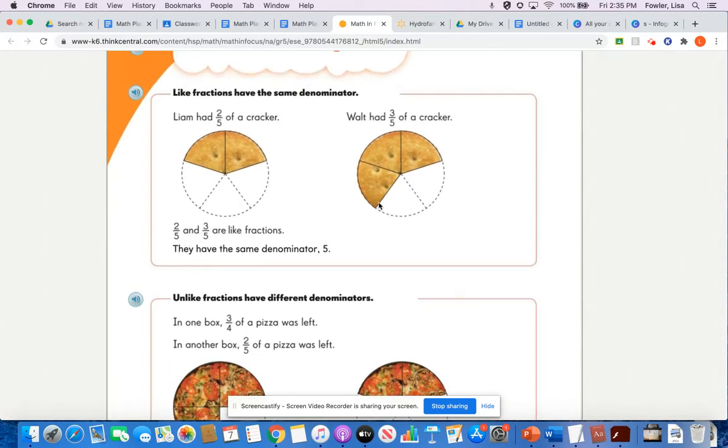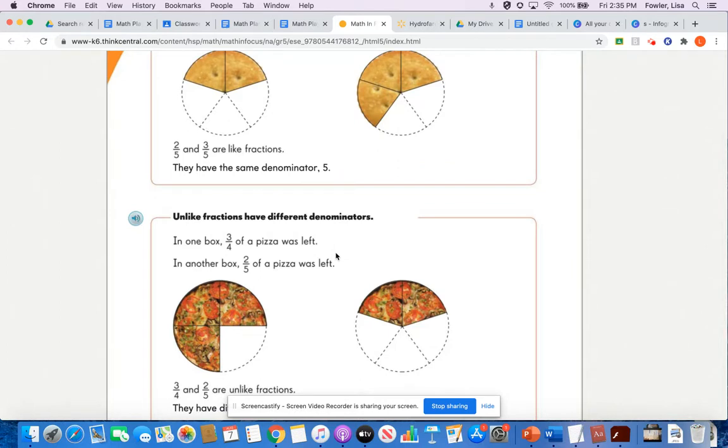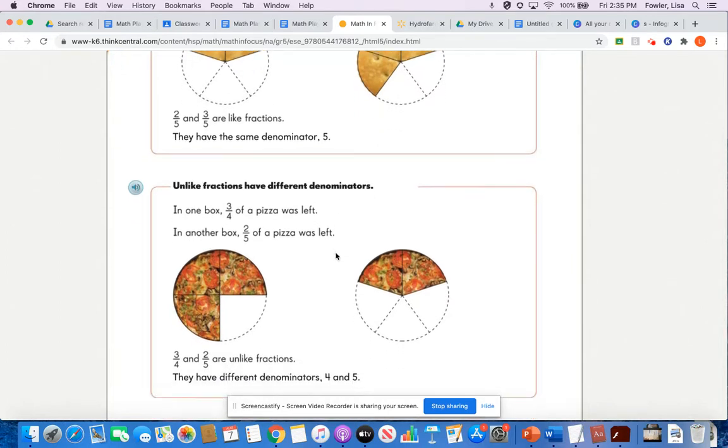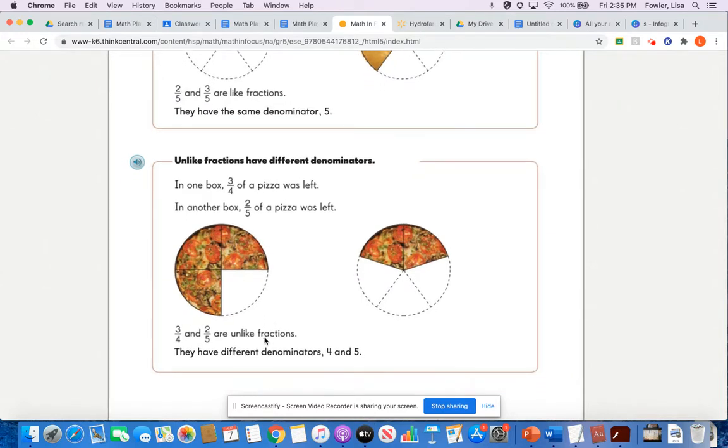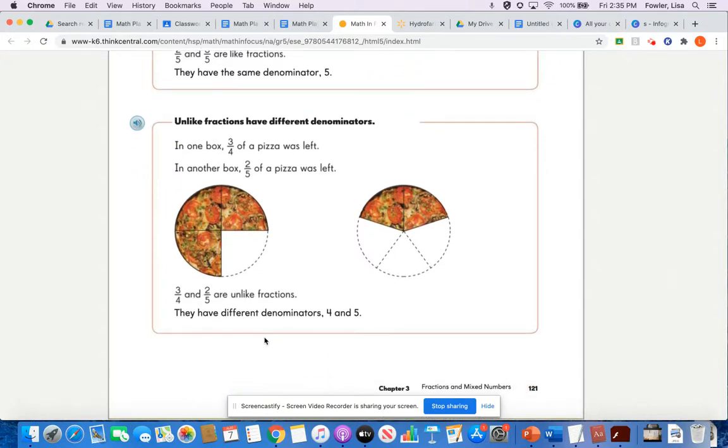Remember, the denominator is the number on the bottom. So if Liam had 2/5 of the cracker and Walt had 3/5 of the cracker, 2/5 and 3/5 are like fractions because they have the same denominator, which is 5. Unlike fractions have different denominators. So like this one that had in one box 3/4 of a pizza was left, and another box 2/5 of the pizza was left. So they have different denominators, 4 and 5.